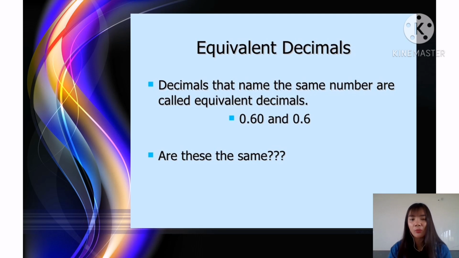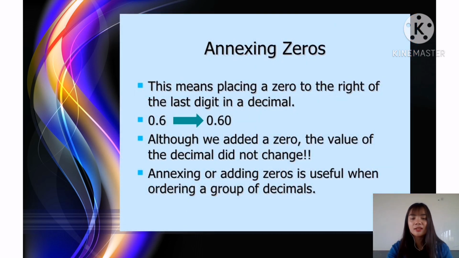0.60 and 0.6. Are these the same? What do you think? This is what we call annexing zeros. Annexing zeros means placing a zero to the right of the last digit in a decimal. For example, we have 0.6.